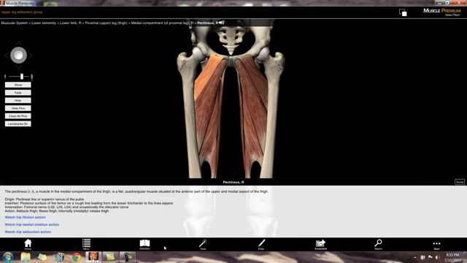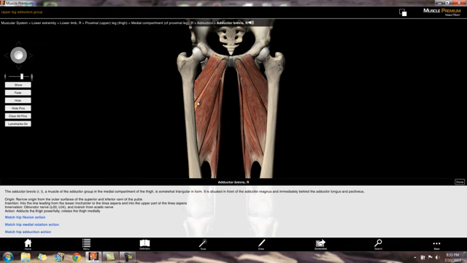and it attaches along the pectineal line and the superior ramus of the pubis, and it inserts on the posterior surface of the femur, roughly along a line leading from the lesser trochanter to the linea aspera.